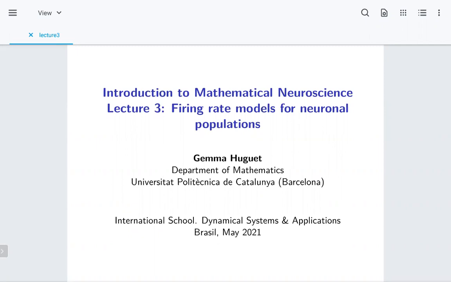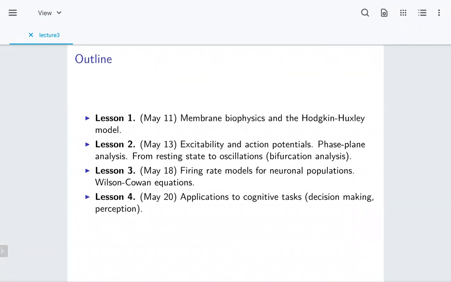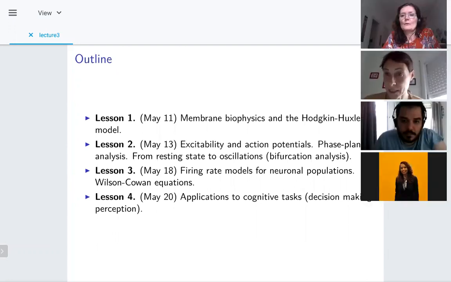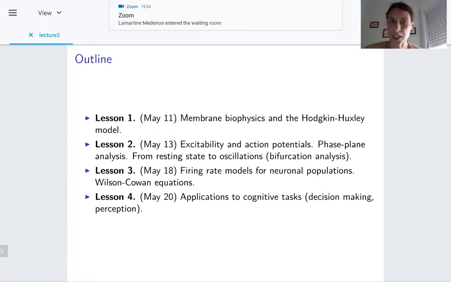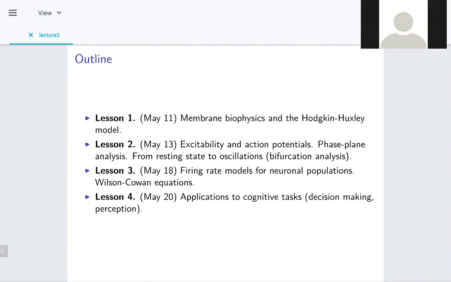So this is going to be the third lecture of this mini course. And just a reminder, in previous lectures, we saw a little bit about the membrane biophysics of the neuron. And we saw the classical Hodgkin-Huxley model to describe the dynamics of the voltage of a neuron. So we restricted to a single neuron, and then we studied properties of this type of models and similar models. And in particular, we looked at the excitability property. And we made a connection between the different types of excitability of a neuron and certain bifurcations observed in the underlying dynamical system or system of equations that describes this behavior.